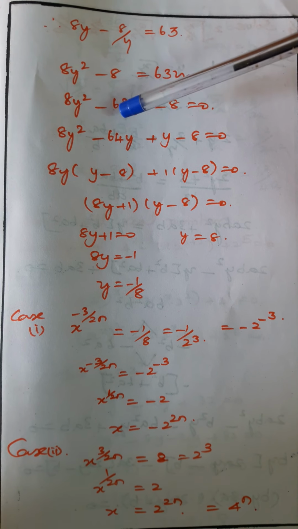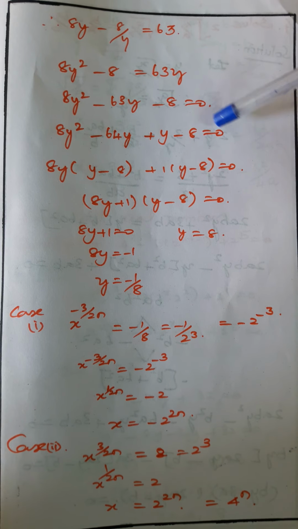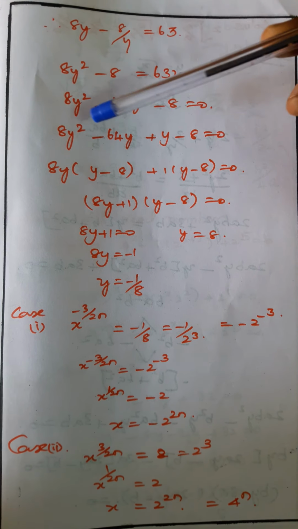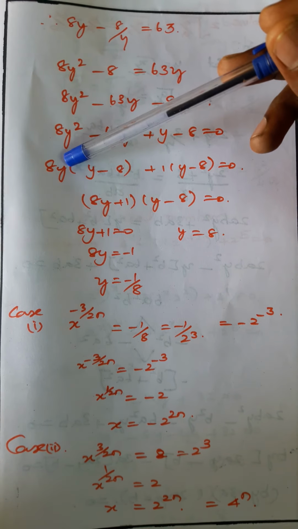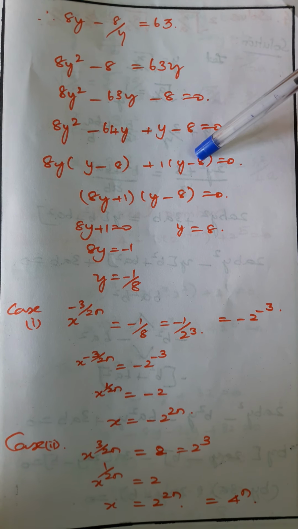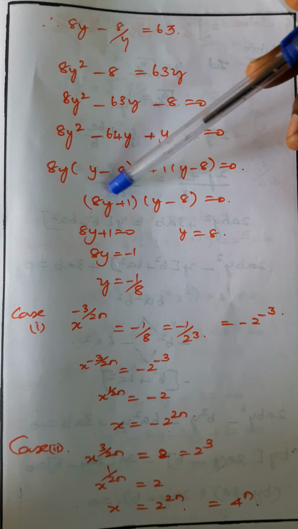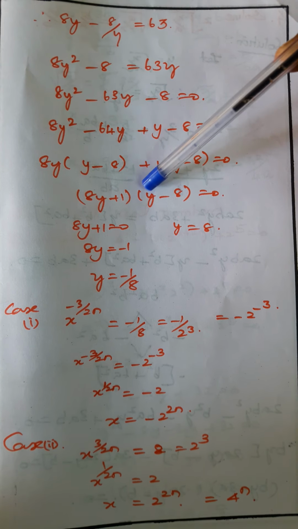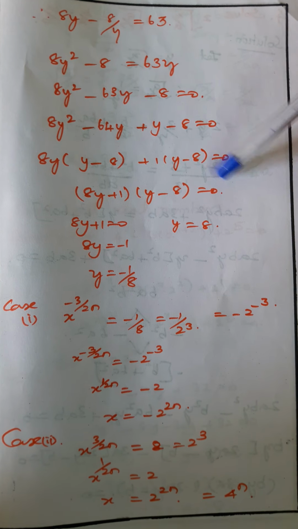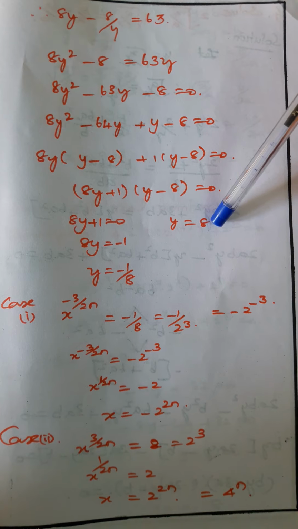Splitting the middle term, it is 8y² minus 64y plus y minus 8 equal to 0. Factorizing, it is 8y into (y minus 8) plus 1 into (y minus 8) equal to 0. So (8y plus 1) into (y minus 8) equal to 0. So y can take the values minus 1 by 8 and plus 8.